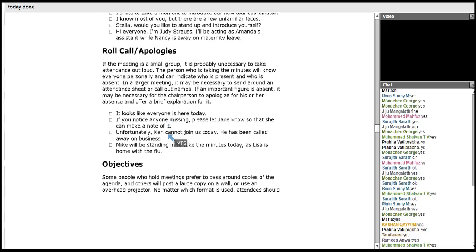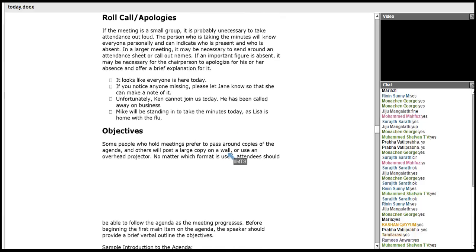Alright. It looks like everyone is here today. If you notice anyone missing, please let Jane know so that she can make a note of it. Unfortunately, Ken cannot join us today. He has been called away on business. Mike is standing in to take the minutes today as Lisa is home with the flu. Fine. So if someone is absent, obviously the host will apologize for the same.